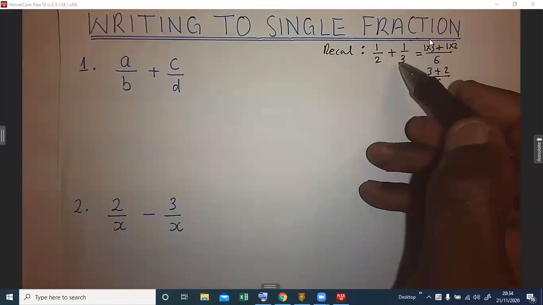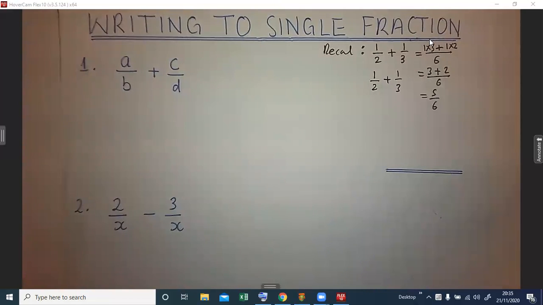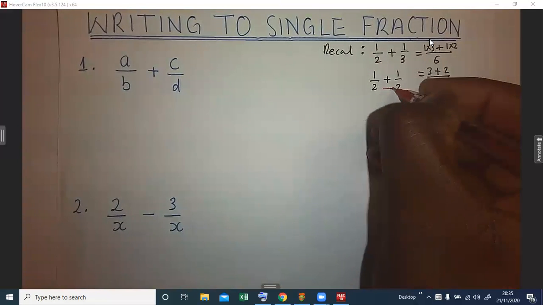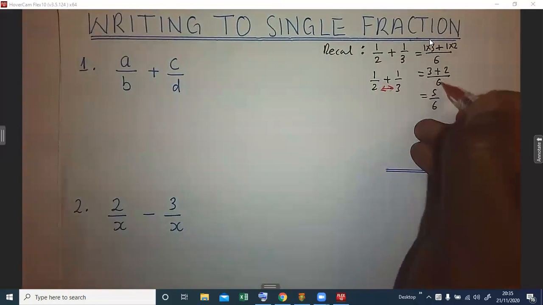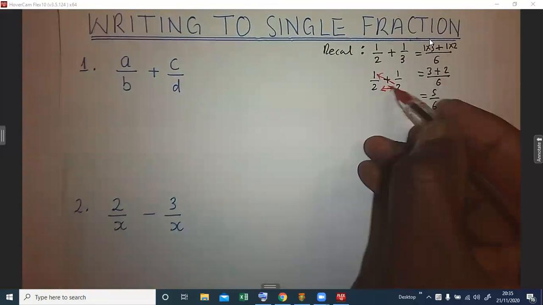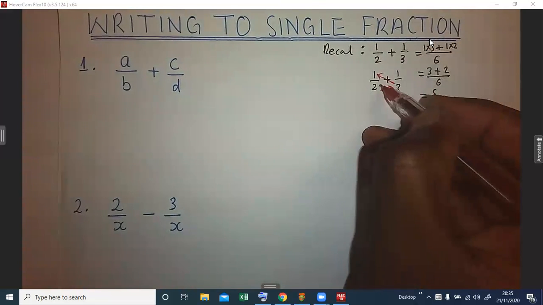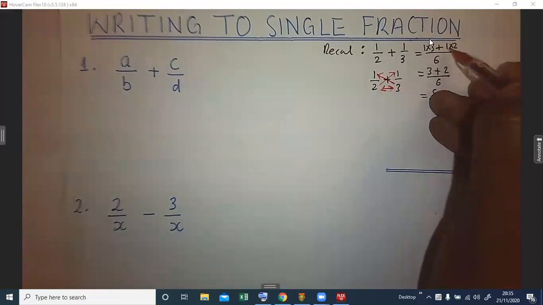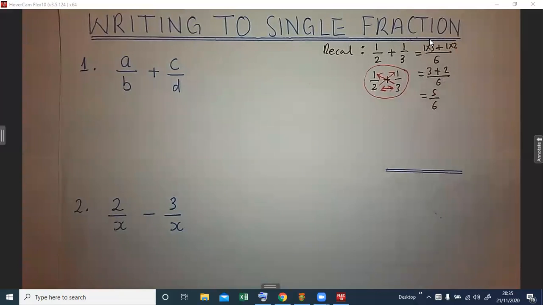But when you look at this question, if you look closer, you will realize 2 multiplied by 3, we got 6, right? And then 3 went to multiply 1, we got here 1 times 3. And also 2 went to multiply 1, we got 2 times 1. So this makes it a simpler approach to write as a single fraction.